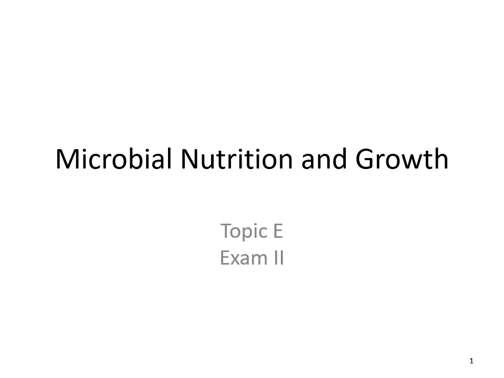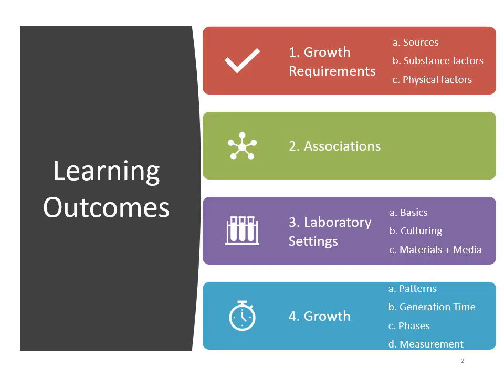Here we are with nutrition and growth for the third topic that we need to know for the second exam. So the four main things we want to know here is more or less what is needed to grow, what happens when they grow together, how do we grow things in the lab, and then how do we measure that growth.